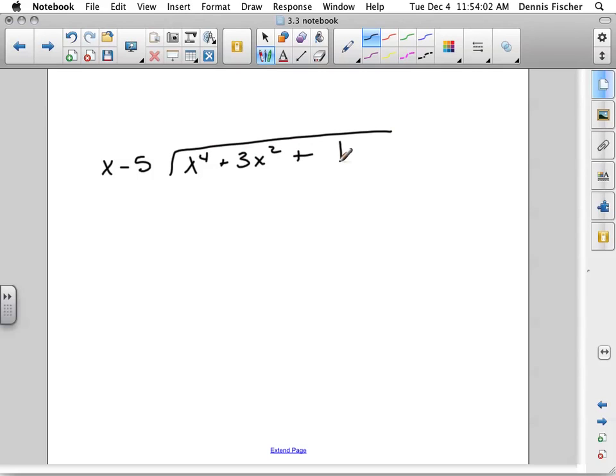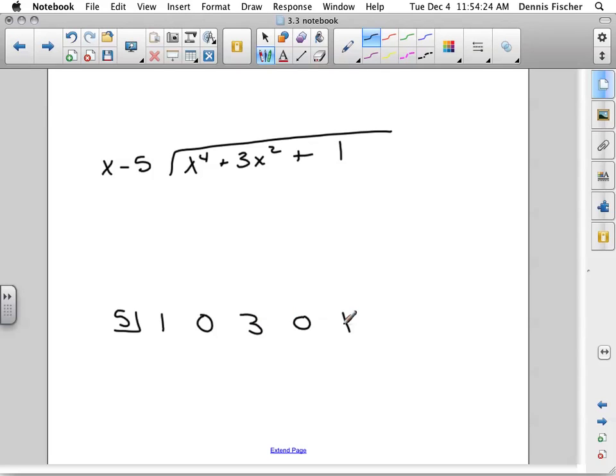So what makes it 0? 5. Now you have to be careful here. You've got x to the 4th. Let's read the numbers off: 1, 0, 3, 0, 1. There's no x cubed, but we still have to put it in there. If there's no variable between them, you still have to put a 0 in.